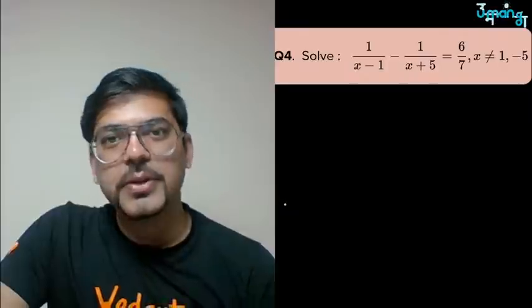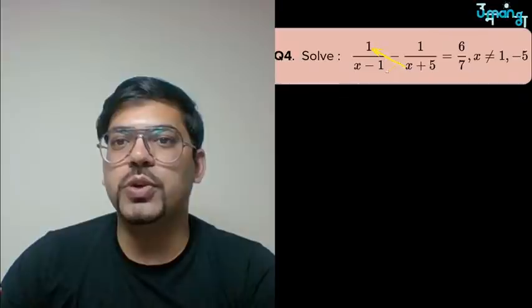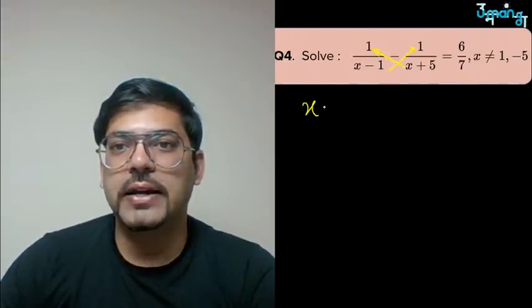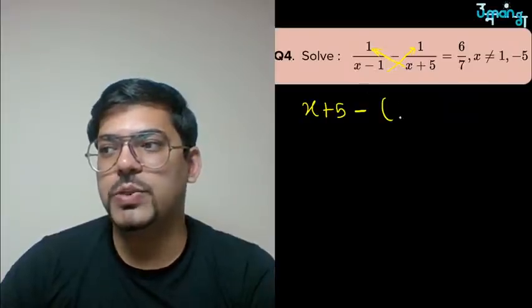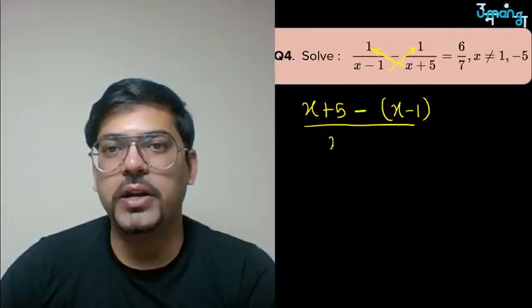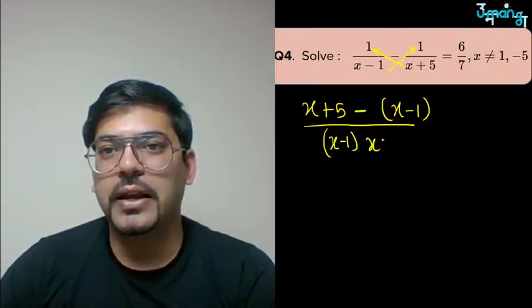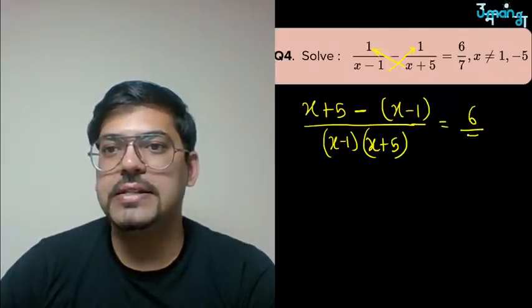कुछ ज्यादा tough नहीं है, बस थोड़ा सा manipulated है. कैसे manipulated है? You'll have to actually take the LCM. इसको इधर भेजो, इसको इधर भेजो. So you will get here x plus 5 numerator में minus यहाँ पे you will get x minus 1. तो आप यहाँ पे x minus 1 लिखोगे. Divided by denominator you will have x minus 1 into x plus 5. Okay? And will be equal to 6 by 7.